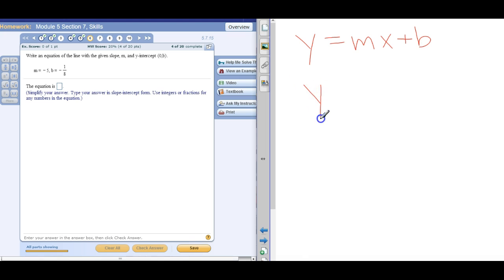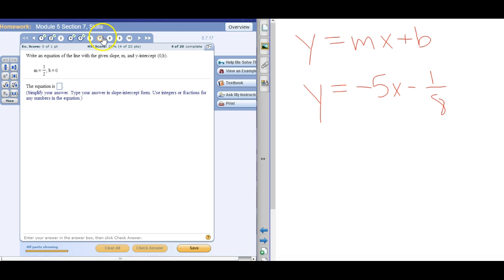M is -5, and b is also a negative number. So instead of plus a negative, we just write minus, and b is an eighth. And there it is. That's it. That's all we have to do because it wants it in slope-intercept form. So we just literally plug in, replacing m and b with what it says that they are.